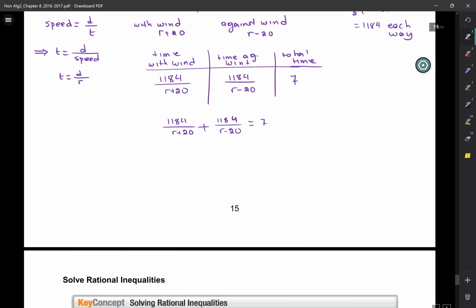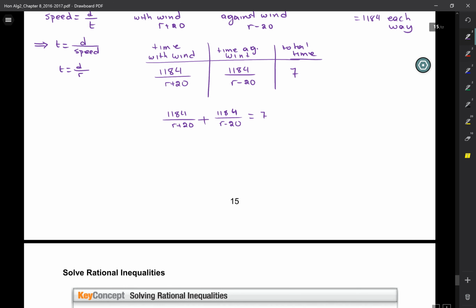Okay, now we're going to multiply by the common denominator, which is r plus 20, r minus 20. Yeah, I mean, is the speed of the plane really going to be 20? It's never going to come out to be 20 anyway, right? Yeah.